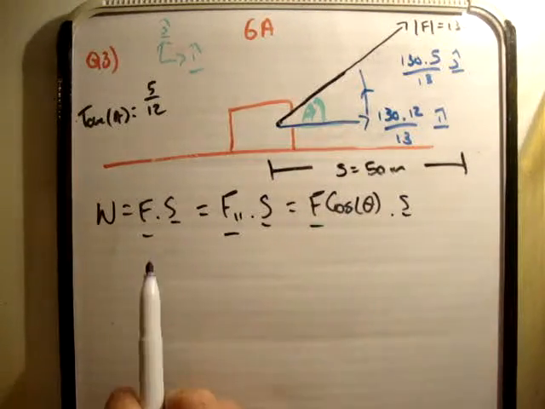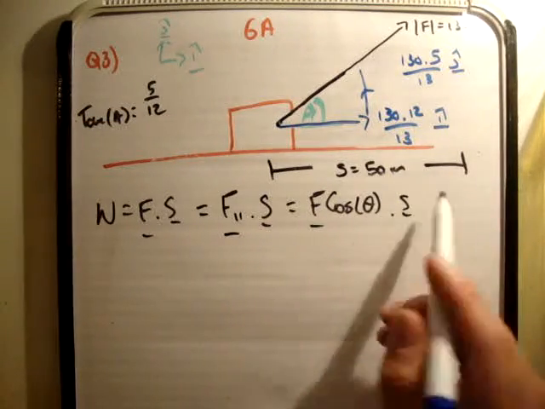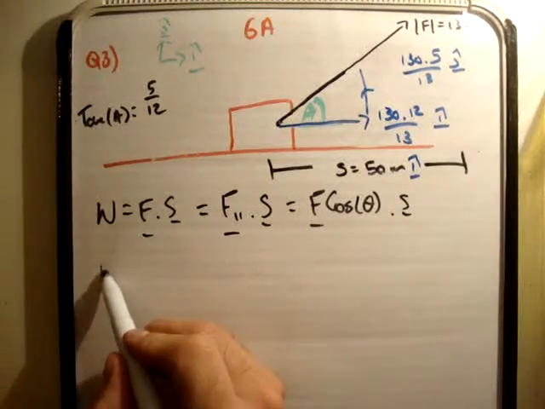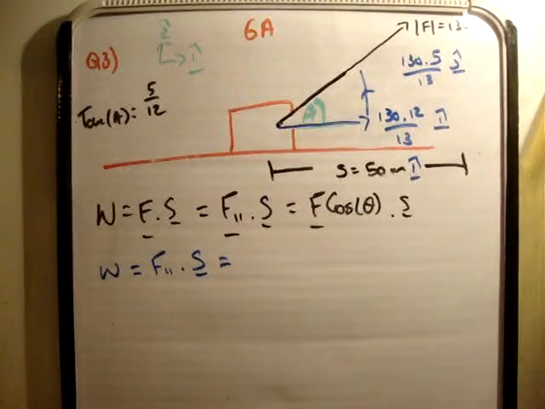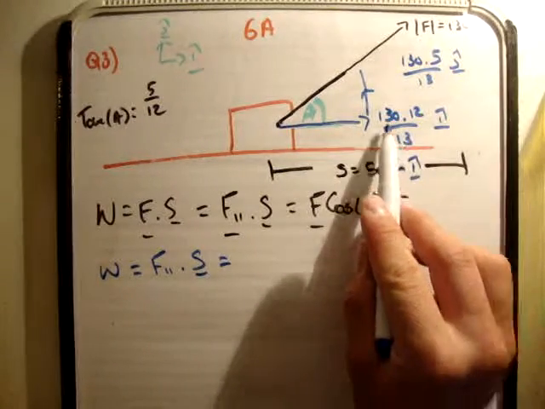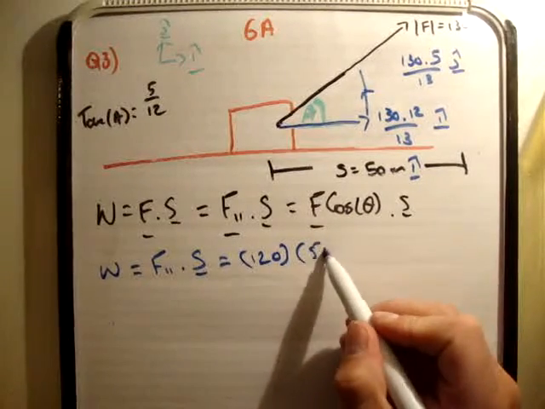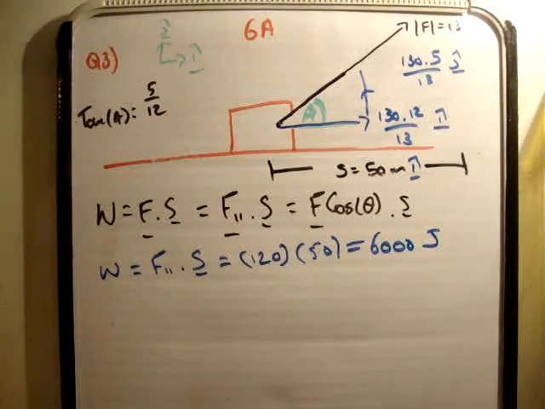Now, F parallel is clearly the I hat component, because S is 50 meters in the I hat direction. So we get the work done is equal to F parallel times the displacement vector, which is equal to 120 times 50, which is equal to 6,000 joules.